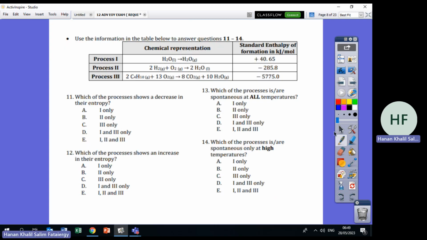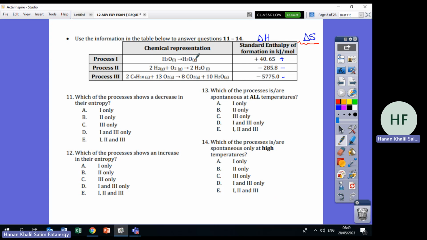Okay, now let's do this question. We have the enthalpy. Enthalpy means delta H. Here delta H is positive, here it's negative, here it's negative. From the reaction, can you deduce delta S? If you remember from lesson 5, we said delta S is the measure of randomness. When the particles move more, we have more delta S.